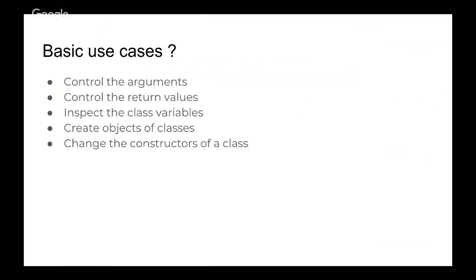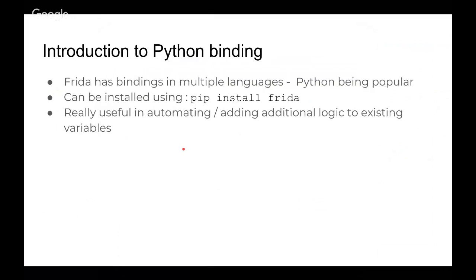The basic use cases include controlling the arguments, controlling the return values, like what I said, inspecting the class variables, like what we did in the previous example, creating objects of classes, and changing the constructors of classes. Till now, we had seen two techniques. One was opening the console in which Frida was already attached to the process, and then copying the entire JavaScript and pasting it in the console. Second was putting the JavaScript inside a file and calling that using -l.